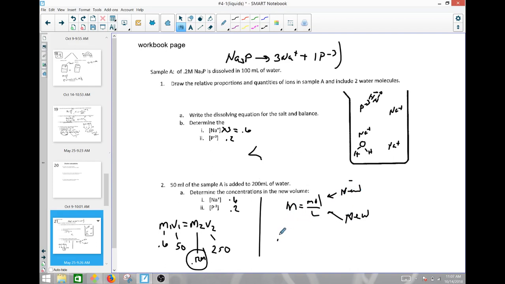So 0.2 concentration of the phosphide. I got 50 milliliters, 0.05 liters. Solve for moles. Right, this is 0.2, 1/5 of 0.05. So 1/5 of 5 is 1. So this is going to equal 0.01 moles. All right, 0.01 moles, and then I'm going to divide that by the new volume, which is 0.250 liters. All right, so we got 0.01 divided by 0.250, and we get 0.04.